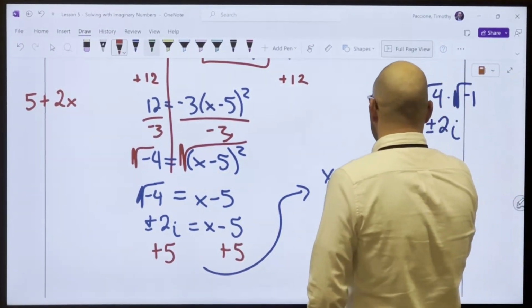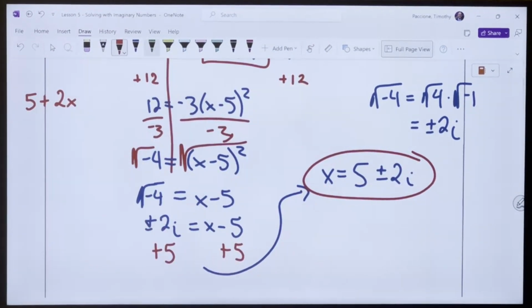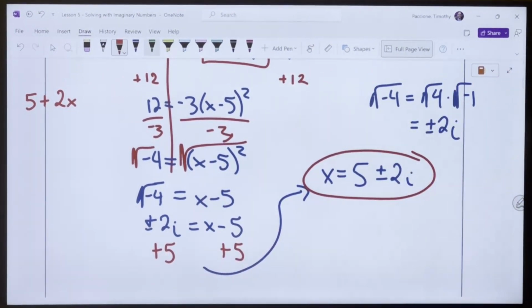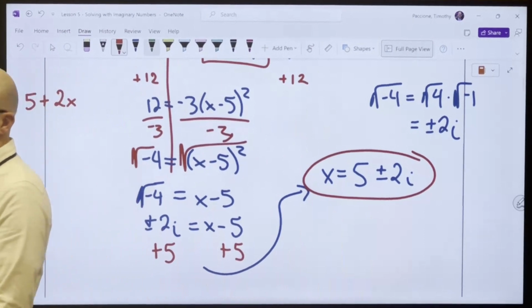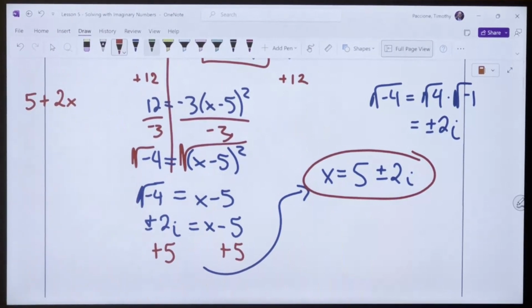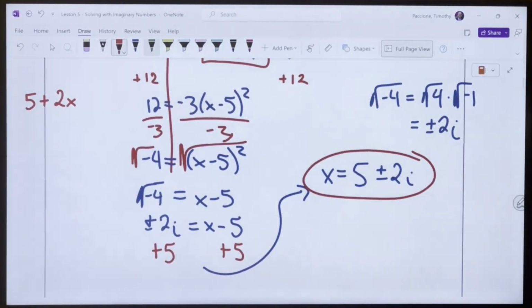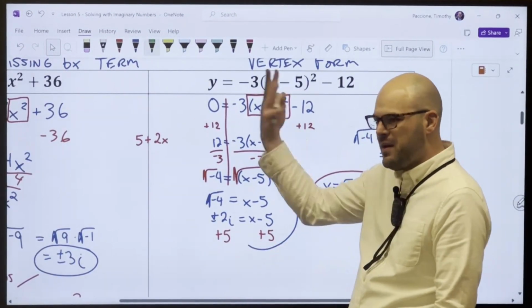That's your answer. How many solutions do we have? 2. Can somebody name one of my solutions? 5 minus 2i. What's my other solution? 5 plus 2i. 2 solutions, right? 2 imaginary solutions. How many x-intercepts would this graph have? None. No solutions that are real, you don't have x-intercepts. Okay? So try to connect those dots as you're doing, even if you're just doing the algebra. Think about the graph.